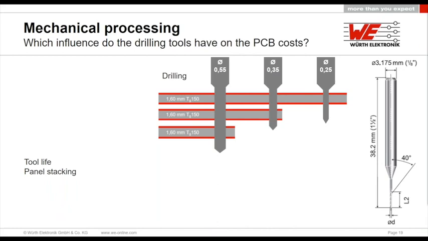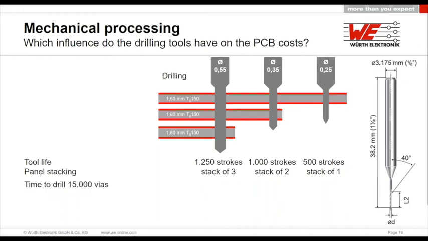If the tool diameter gets smaller, the stacking becomes less. For example, for this 0.25 millimeter drill tool, we can place just 1 manufacturing panel onto the table of the drilling machine, compared to 3 panels for the 0.55 millimeter. Additionally, the tool life is reduced the smaller the drill bit gets. Here you can see that it is almost half the strokes or hits when it comes to the 0.25 millimeter tool. So let's have a look at the time if we want to drill 15,000 wires.